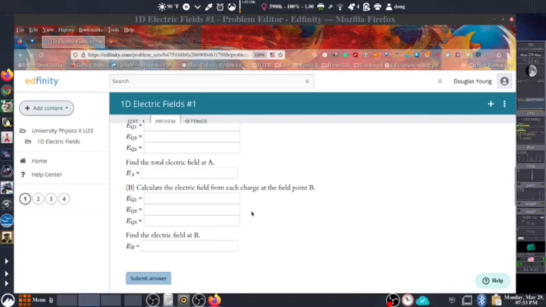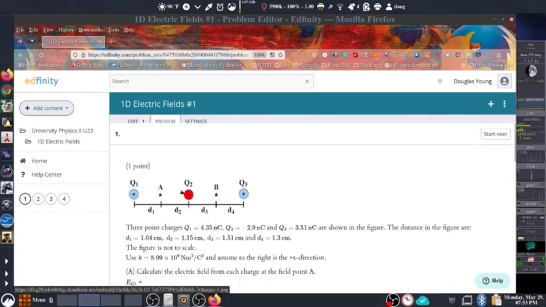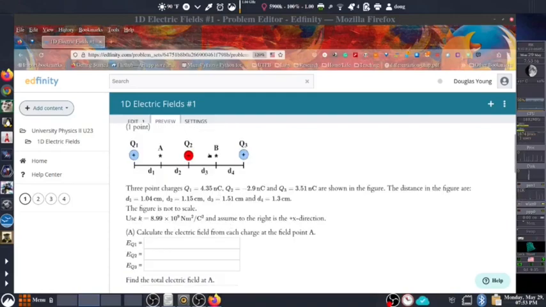And then the B part is similar, only you're looking at this point here rather than this point here. Again, you calculate the field from each of the charges at this point, and then add them together to get the total field at that point. So that's what we're going to be doing.